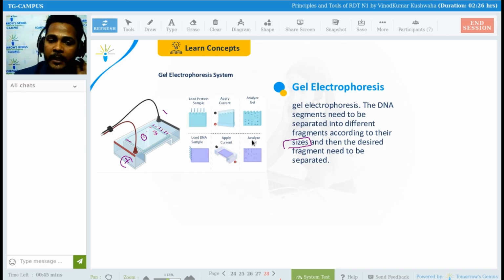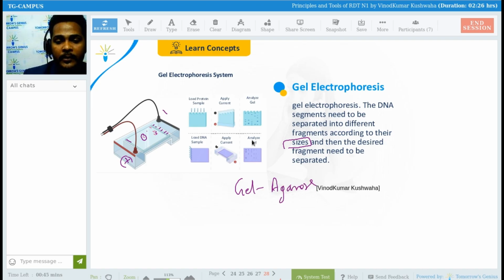Now, what are this positive and negative charge? Positively charged molecules move towards the cathode, and negatively charged molecules move towards the anode, right? It is passing through the matrix or media. Now, what are the matrix and media? That media and matrix is in the form of gel, and that gel is made from agarose. Agarose, you know agarose. What is agarose?